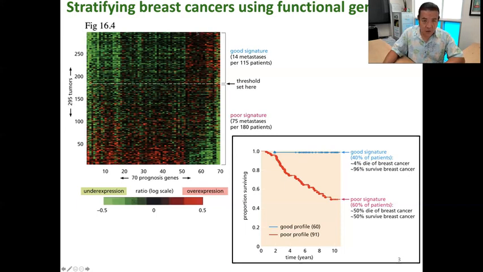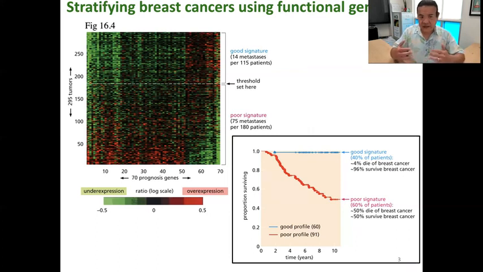Every row in this matrix here is a different tumor taken from a different patient. So you have 295 tumors. Each row is one of these tumors. Each column is one of 70 different genes that there was some a priori, or beforehand, knowledge or belief that this gene might be relevant in breast cancer.